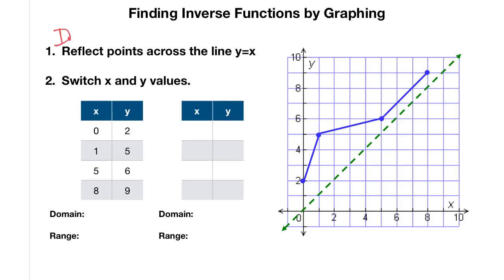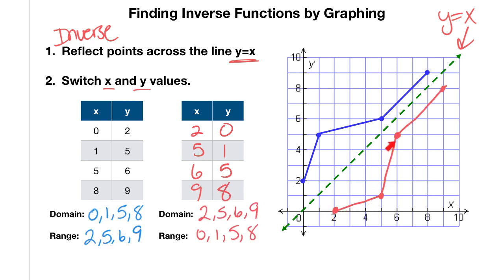When you're looking at a graph, the inverse of the function is going to be the reflection across the line y equals x. That's this line right here. And so we're going to reflect that by just switching the x and y values. So if we have a point of (0, 2), that point is now going to be (2, 0), and so on and so forth down the table.